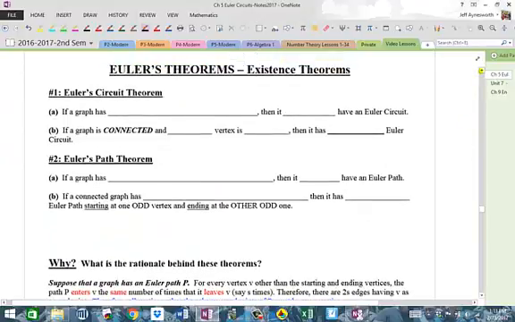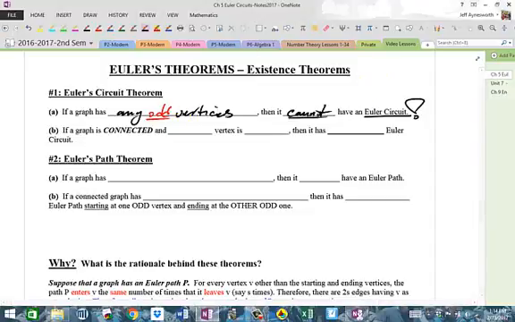So now let's formalize everything here. Let's state the existence theorems that Euler came up with back in the 18th century. Number 1, Euler circuits. A: if a graph has any odd vertices, then it cannot have an Euler circuit. Cannot. As I said before, they must all be even.